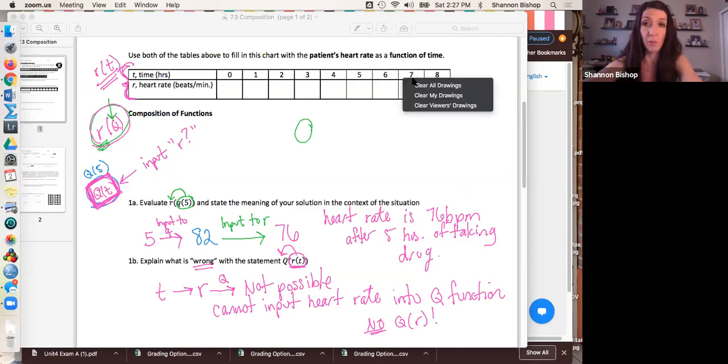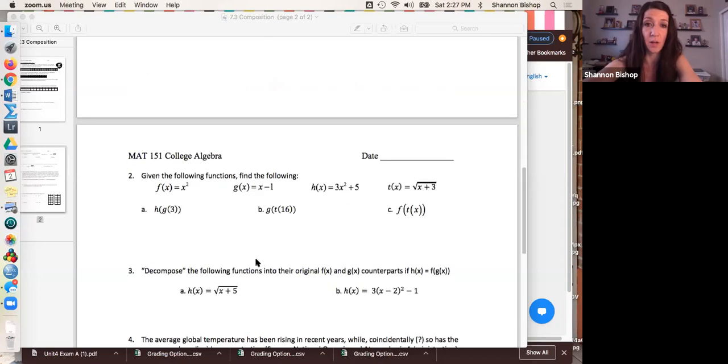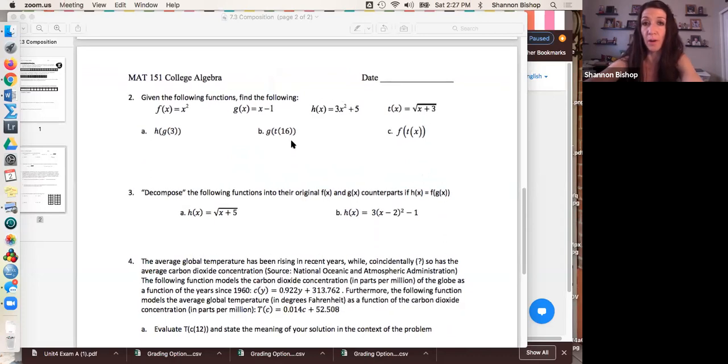Okay, so now that we've kind of hashed out what composition means and all that jazz, let's look at a couple of examples now. On this one, you're doing a couple of numeric compositions, and then this one on the end, part C, is what we call a generic composition. For this first one, let me just point out that you have 4 functions: f of x, g of x, h of x, and t of x. This is not a word problem, so we don't have to worry about it contextually lining up.